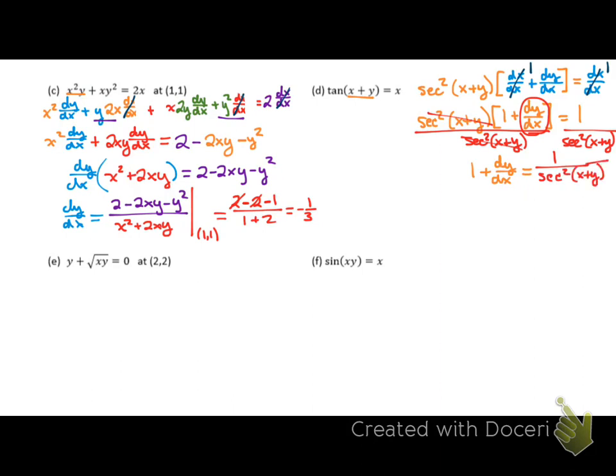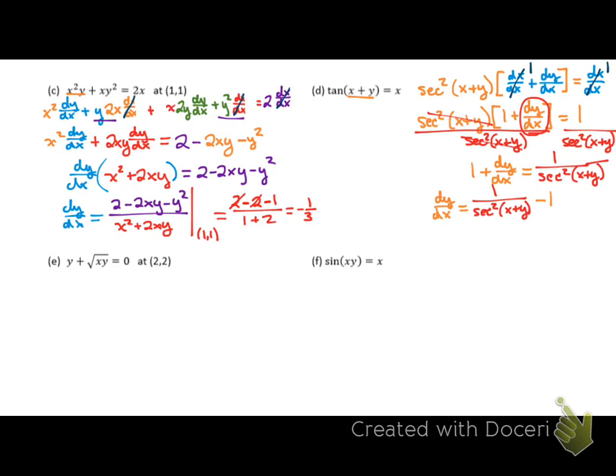So to get rid of the 1, I would subtract it. So minus 1 to both sides. So dy/dx ends up equaling 1 over secant squared of (x plus y), minus 1. Okay, 2 more.